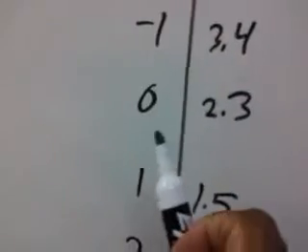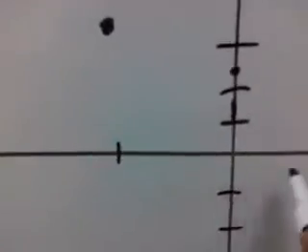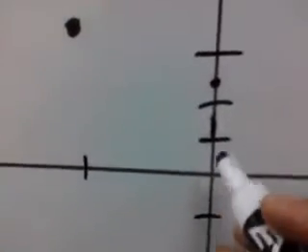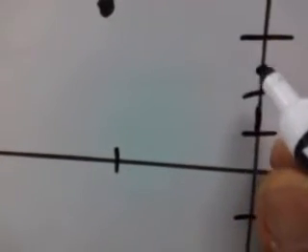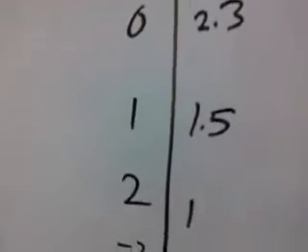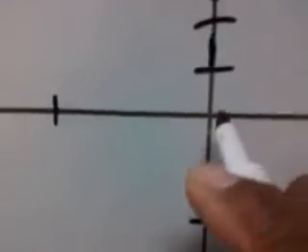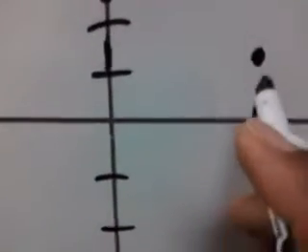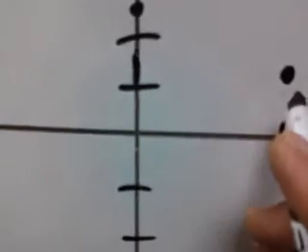Next I have 0, 2.3. I don't go any right or left. I just go up 1, 2, 2.3. You have to estimate where these are. So that's about there. Okay, next I go 1, 1.5. 1 to the right and up 1.5. So this is 1 to the right and then up 1.5 would be about there.